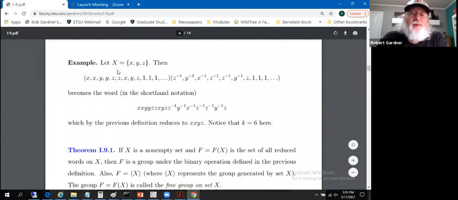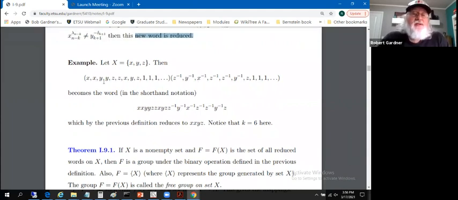As an example, suppose set X consists of the symbols x, y, and z again. Let's consider these two words. This time, notice they are reduced. x, x, y, y, z, z, x, y, z, and a bunch of ones. Then z inverse, y inverse, x inverse, z inverse, z inverse, y inverse, z, and a bunch of ones.